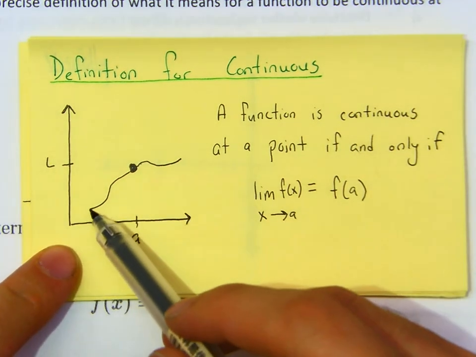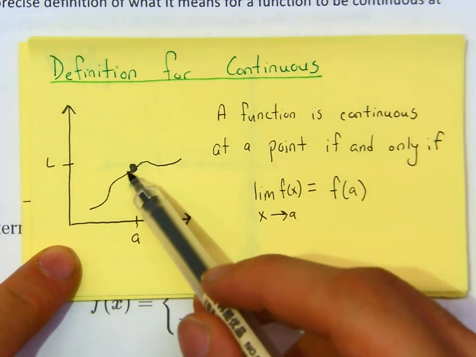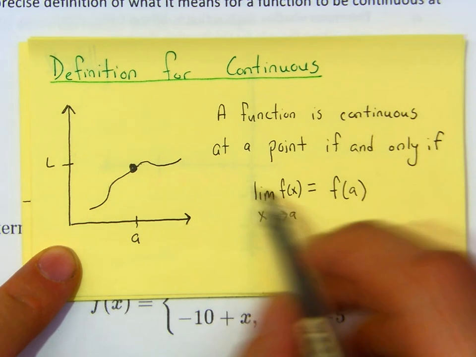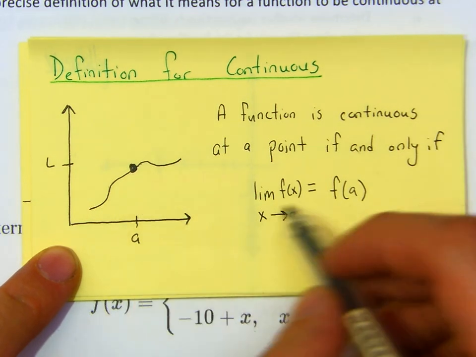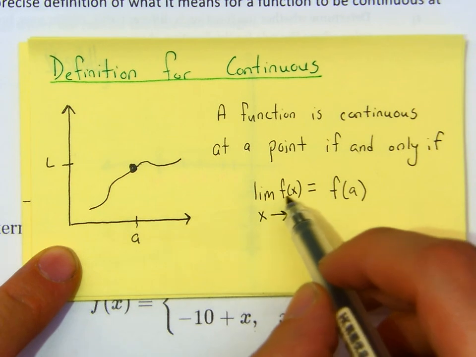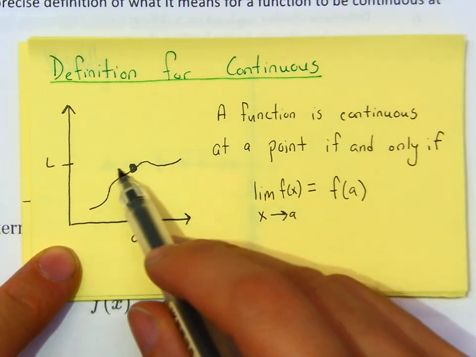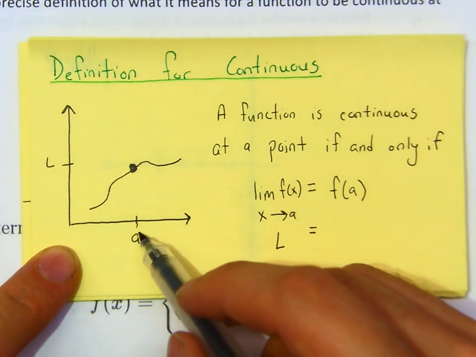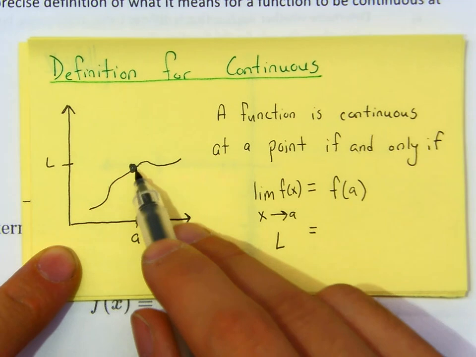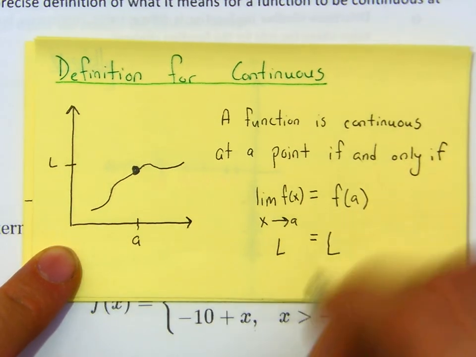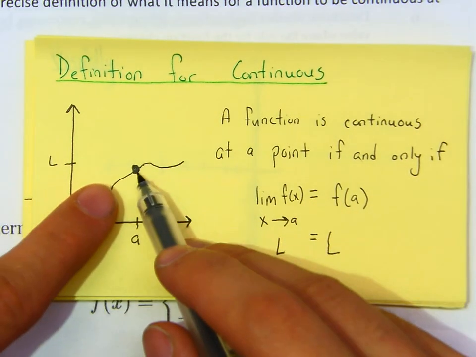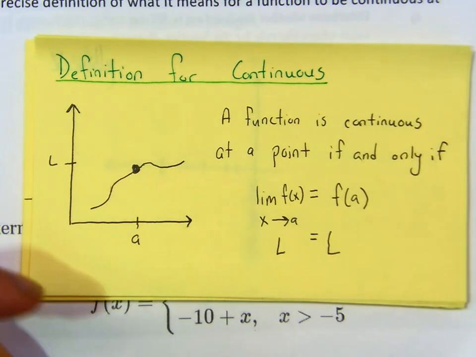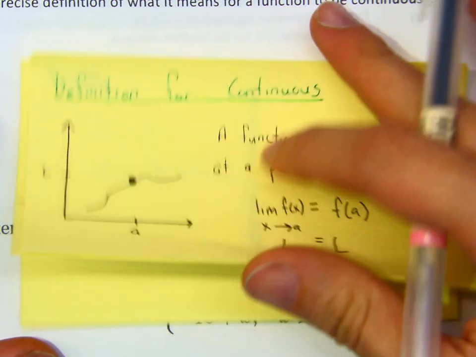So for example, let's take a look at this function over here. Notice that this function right now is continuous at the point a because at a, the limit exists. What is the limit as f of x as x approaches a? It's L. And notice when you plug in a, you also get L. So you have L equals L. Whenever the limit equals the actual point you plug in, that is the precise definition of being continuous.